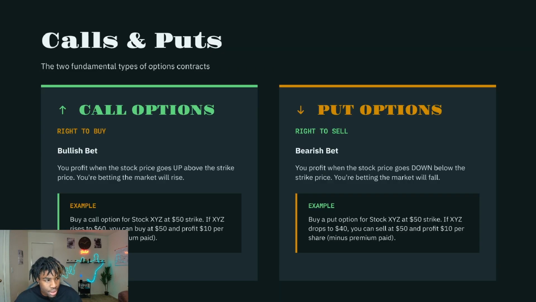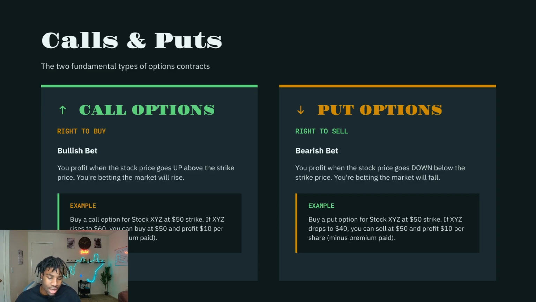Now we're going to talk about calls and puts. Calls are a bullish bet. It's the right to buy. You profit when the stock price goes up above the strike price, as you're betting the market will rise. It doesn't always have to be above the strike price. Sometimes I buy contracts below the strike price, which we're going to talk about more later in this video. And I don't sell it above the strike price; I just sell it because I know the price is going to go up in value.